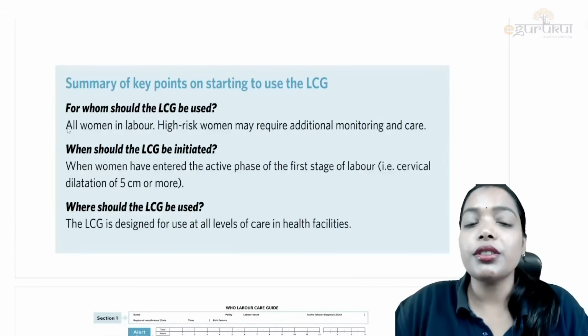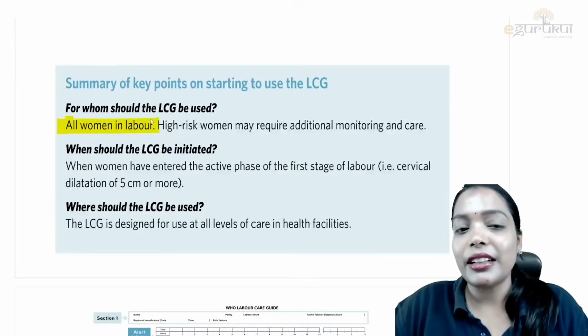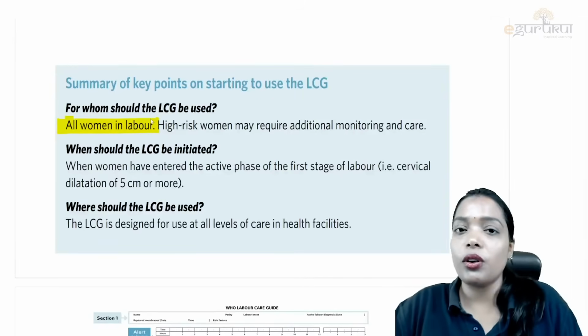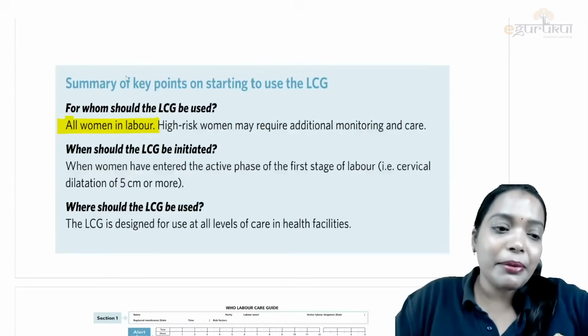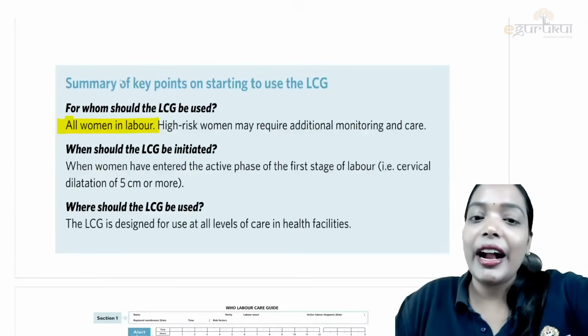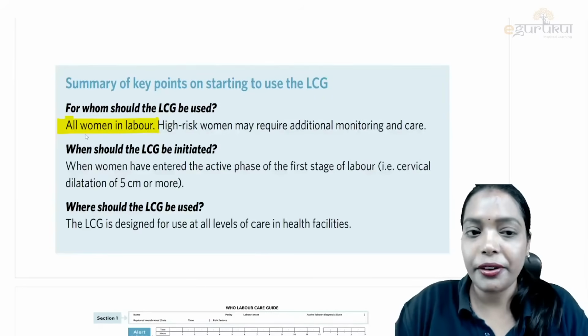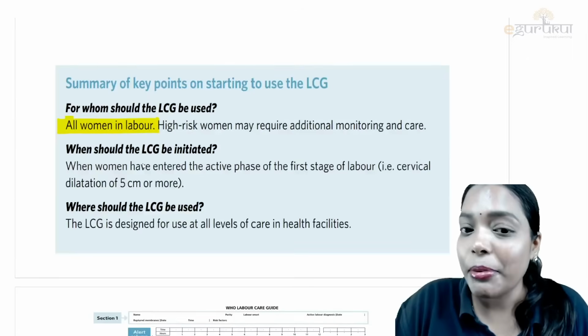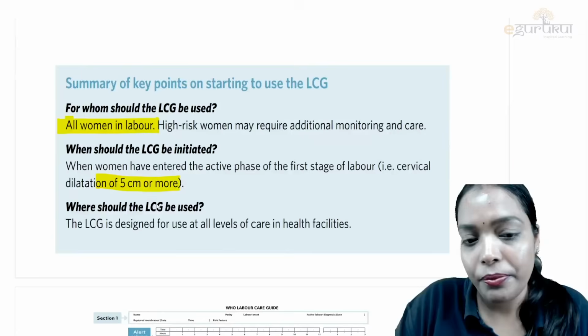you should use the labor care guide in all women in labor. So there is nothing like only for high risk women or low risk women. You use it for all women in labor, except that high risk women may require additional monitoring and care. Okay. When should the labor care guide be initiated? You should initiate it from the 5 centimeter dilatation or more.